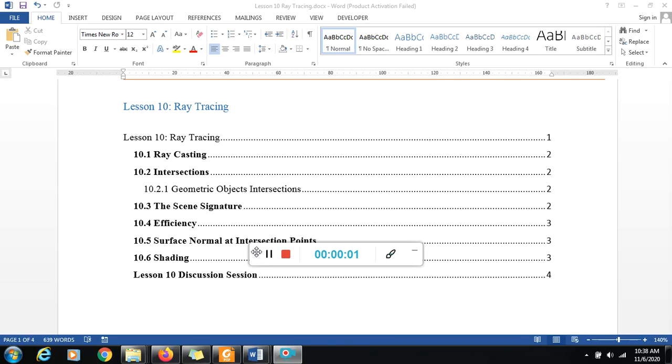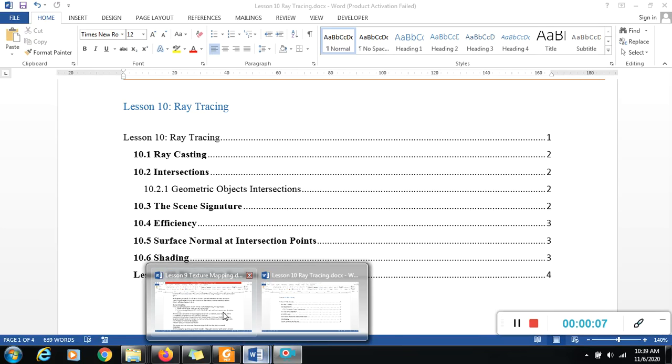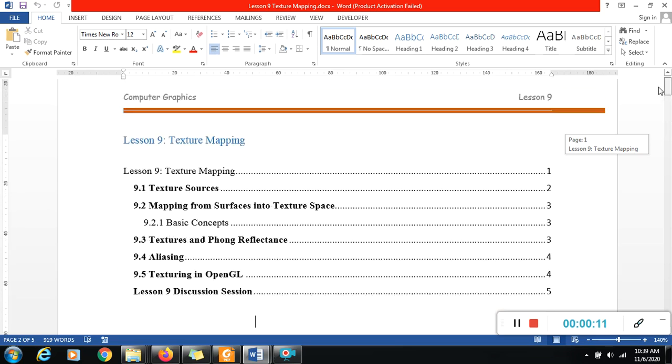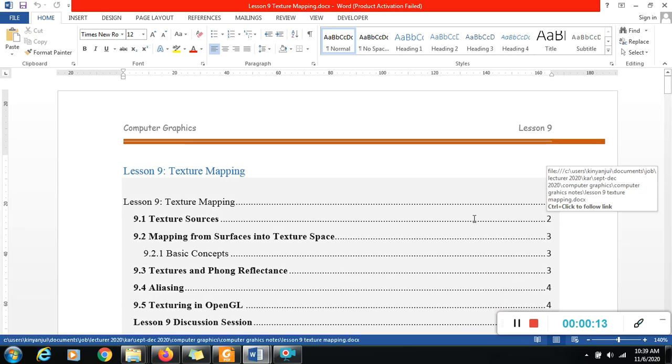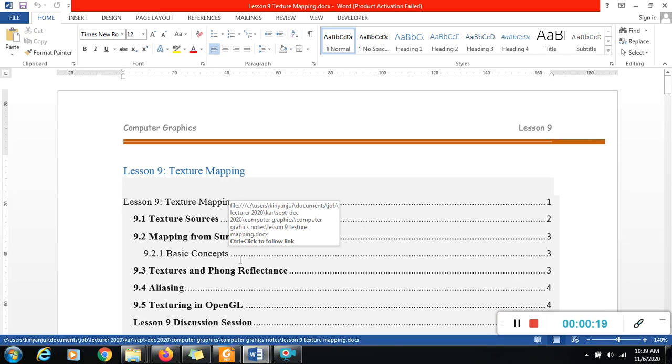So, good morning. In our previous lesson, we had a look at texture mapping, which is basically the creation of textures on graphics. In other words, giving our graphics textures. After we have done the lighting effects, we can now put a texture on our graphics by doing texture mapping.